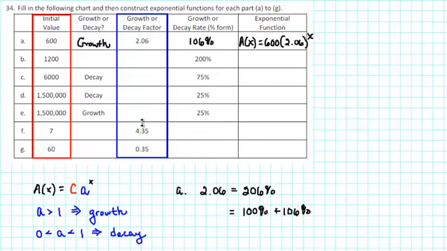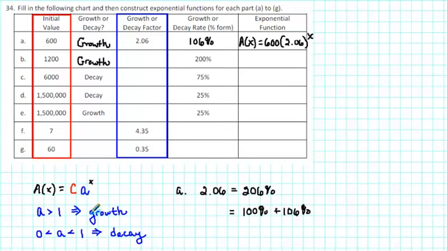Part B, we're given that the initial value is 1,200 and that the growth or decay rate is 200%. So is this growth or is this decay? Well, again, remember that if something doesn't grow or decay, then it remains fixed at 100%. If something decays, the most that it could ever decay by is 100%. Then there would be 0% left. Since 200% is more than 100%, we know that this must be exponential growth.